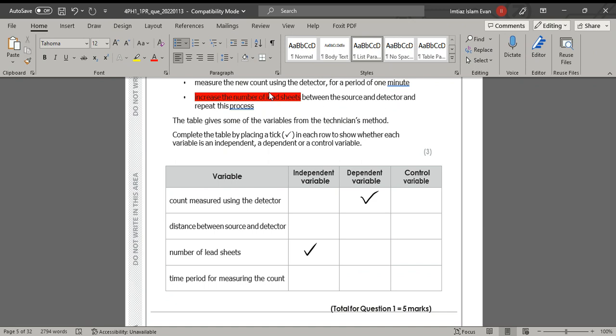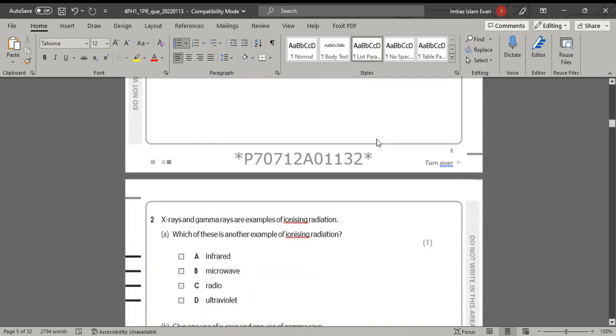Okay, so what else do you need to keep as a control variable? We can consider the distance between the source and the detector. That needs to be kept constant, so that should be a control variable. And the time period for measuring the count also needs to be unchanged. So we need to consider this one as a control variable as well.